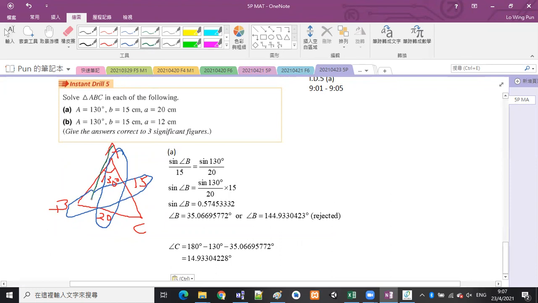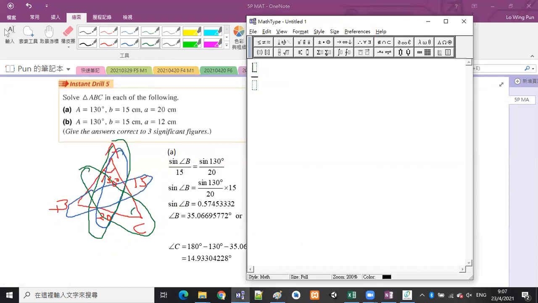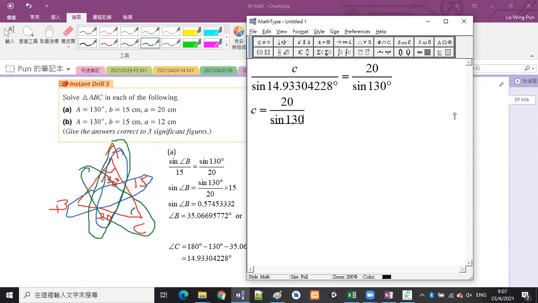And I'm going to use A pair again and the C pair this time because we have already found the angle C here. Okay, so I want to find length C. So I put length C on top left corner over sine 40.9330422.8 degrees is equal to the A pair. That should be 20 divided by sine 130 degrees. Okay? And C should be calculated by this.